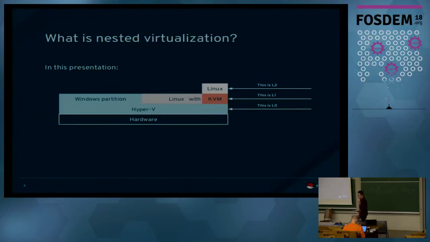So what's the setup I'm going to be talking about in this talk? Basically, we have Hyper-V installed on bare hardware. And as you know, Hyper-V is Microsoft's proprietary hypervisor. It's a type 1 hypervisor, which is split between the hypervisor itself and the management partition. And the management partition for Hyper-V is always Windows, for now, but who knows, right?